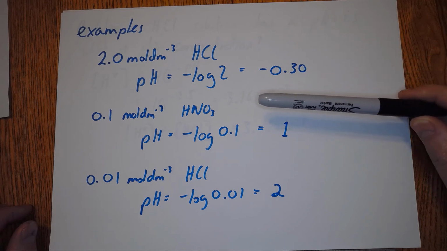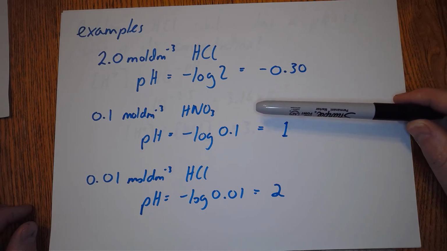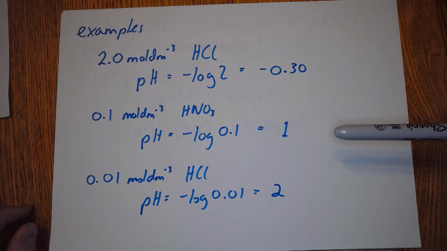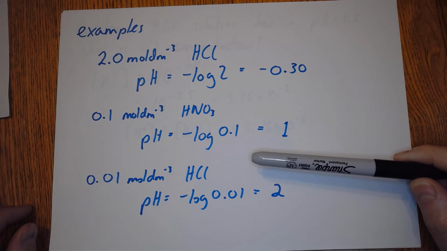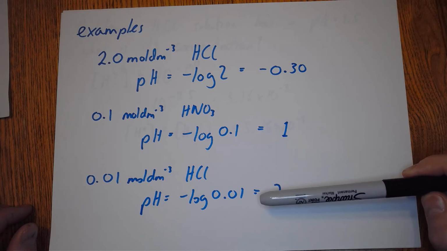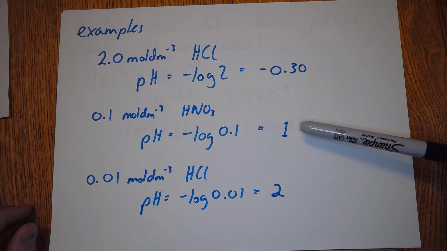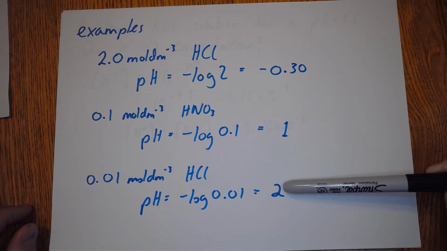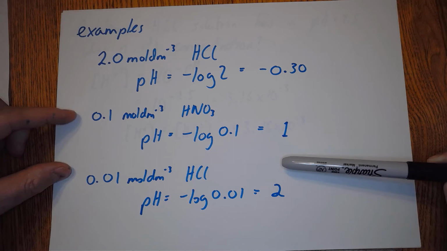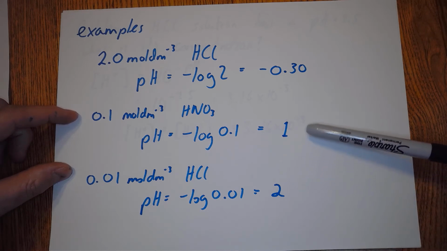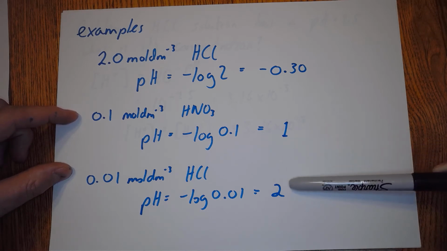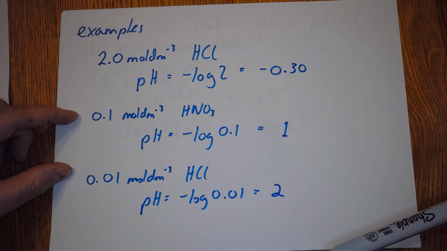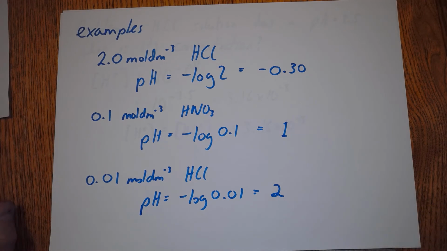If we take a more dilute acid, nitric acid, 0.1 moles per dm cubed, minus log it, a pH of 1. 0.01 moles per dm cubed, we have a pH of 2. So you can see going from pH 1 to 2 sounds like not a big change in pH, but actually in terms of concentration of the acid, it's got 10 times more dilute in terms of H+, a logarithmic scale.